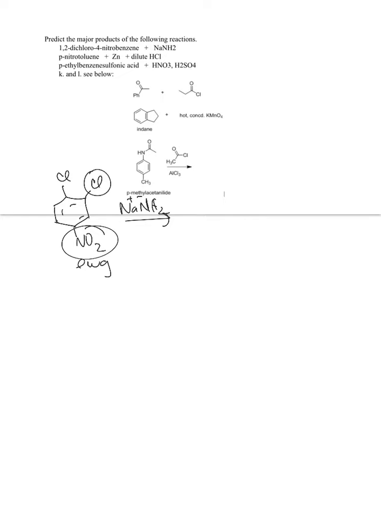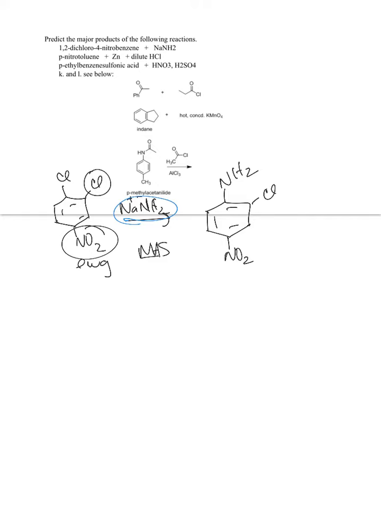Okay, so the first one, once again, we have that same setup with 1,2-chloro-4-nitrobenzene, and we have sodium amide. So that's a strong nucleophile. These are electron withdrawing groups, and so we're going to get an NAS reaction, nucleophilic aromatic substitution. And I'm going to draw the product with NH2 here as your product.